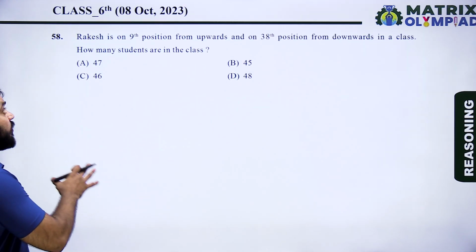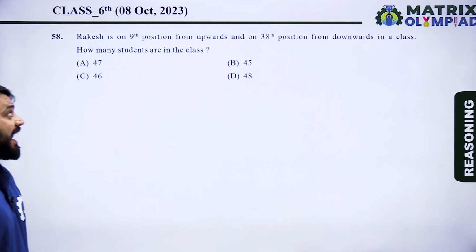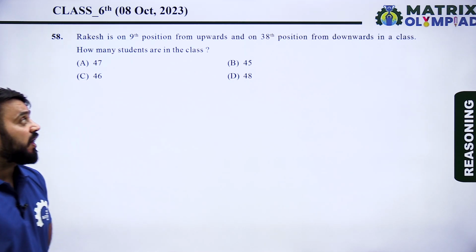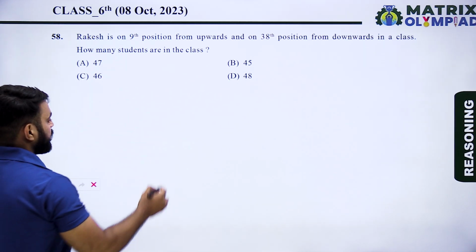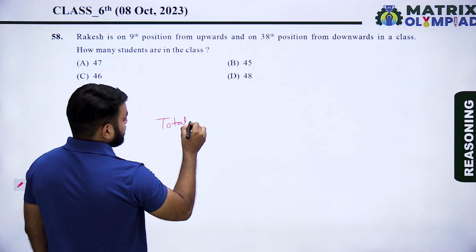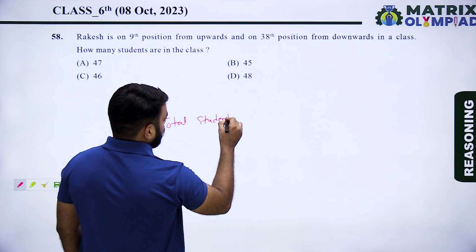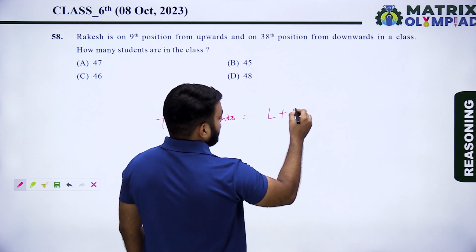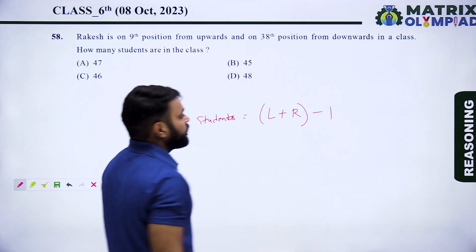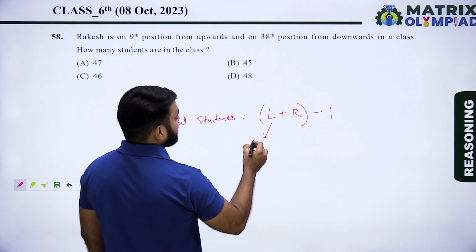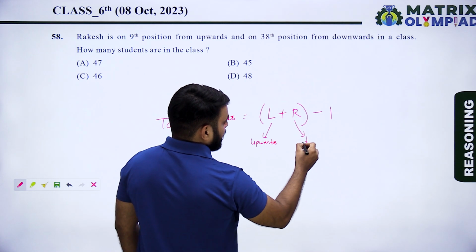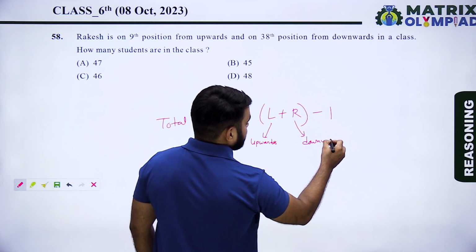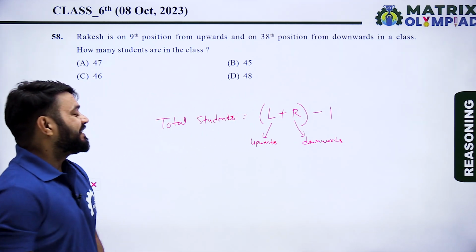Okay, Rakesh is on the 9th position from upwards and on the 38th position from downwards in a class. How many students are in the class? Find the total number of students in the class. So, total students means left plus right of the same person minus 1. Left means upward and right means downwards, of the same person.